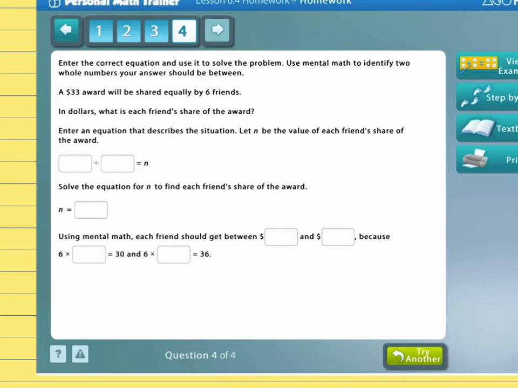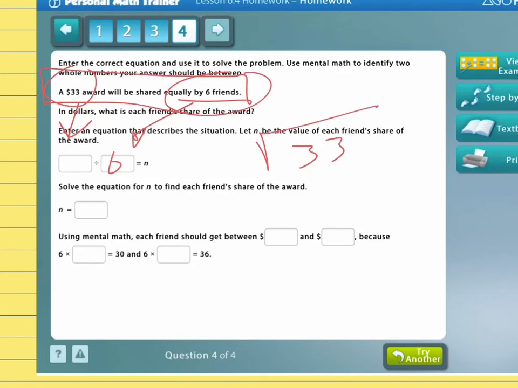So they got $33 as an award, and they're going to share it with 6 friends. So obviously, what is our dividend here? Our dividend is $33, so that goes first. We have $33 that we're dividing, and we're dividing by 6 friends. So that goes there. So what is 33 divided by 6? Well, you solve that, and you say 33 divided by 6.